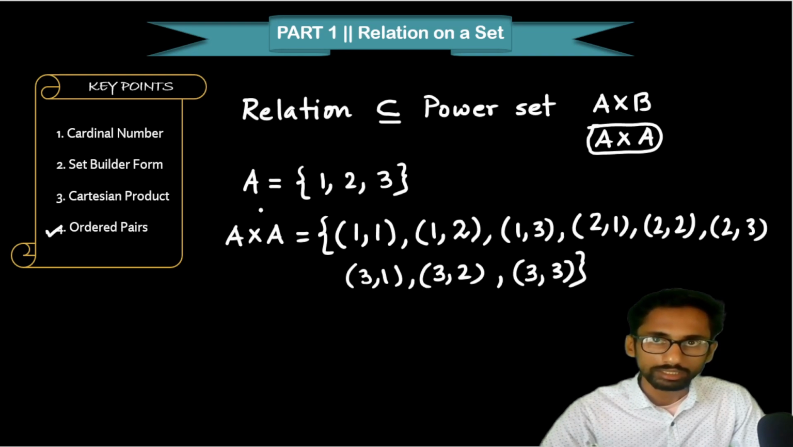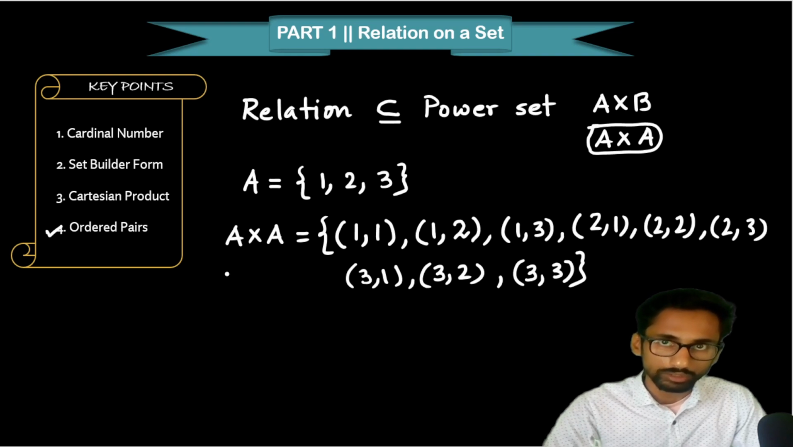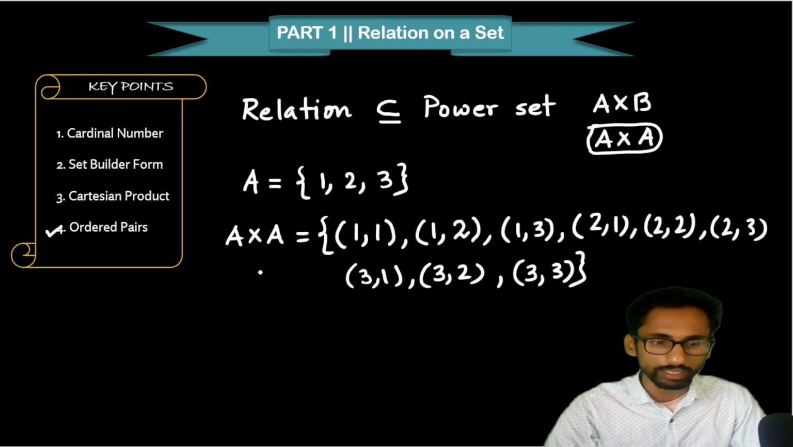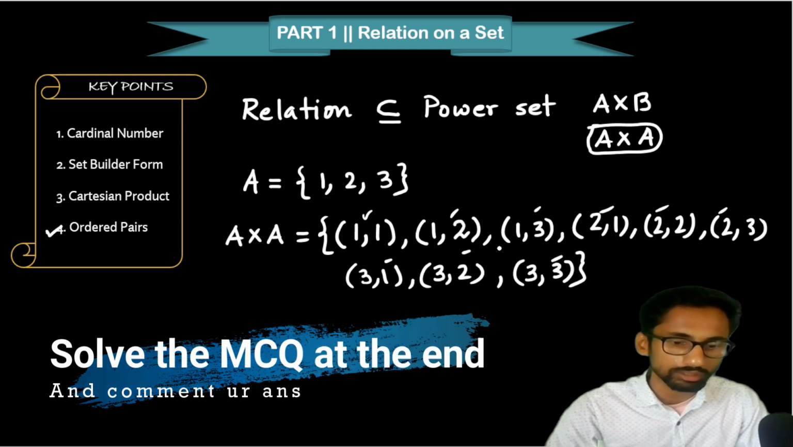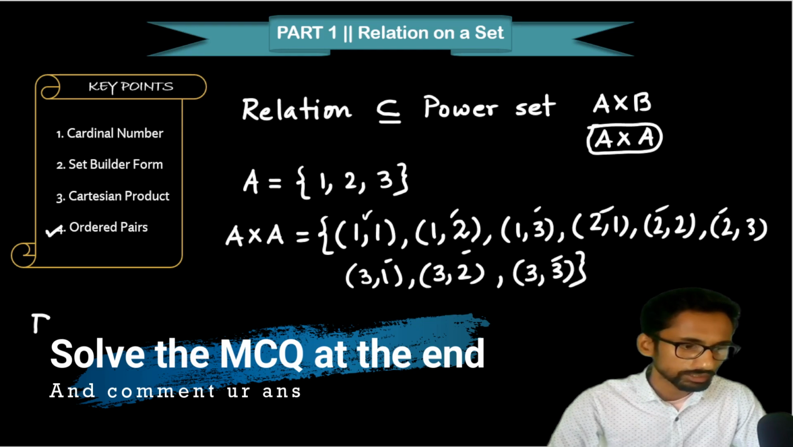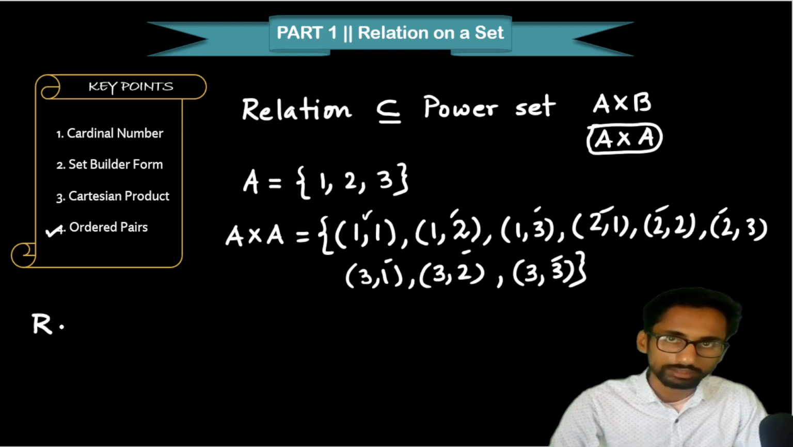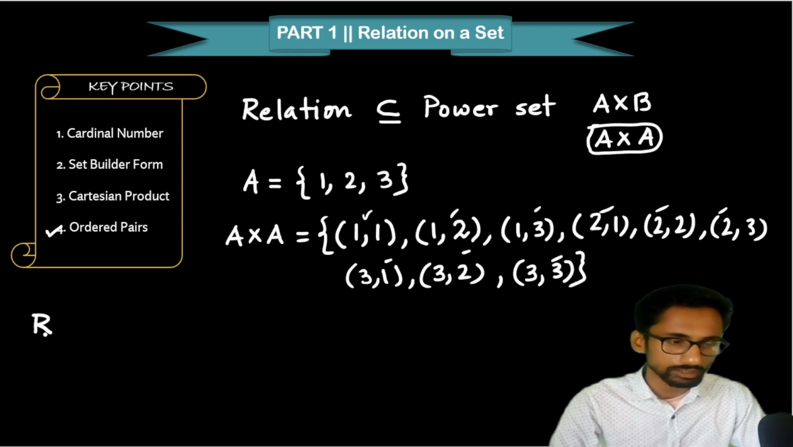We use the cardinal number rule, that is the cardinal number of A is 3, so the cardinal number of the power set, or the number of ordered pairs in the power set, will be 3 into 3, that is 9, and if we count them 1, 2, 3, 4, 5, 6, 7, 8, 9, so it's correct. We have not missed any particular ordered pair. Now let us represent the relation as the set R. It is not the real number set, it is representing the relation set.